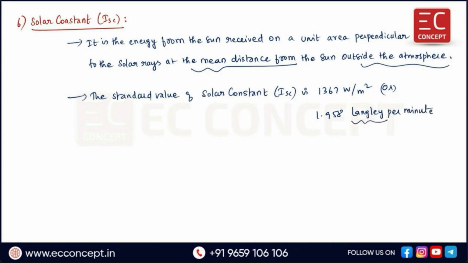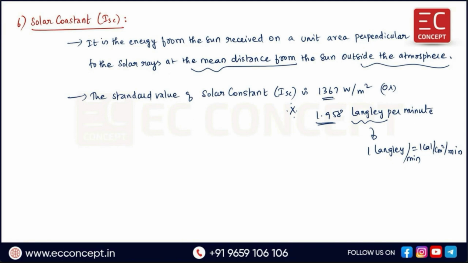Langley is the person who found this concept, the solar constant. So 1 langley per minute is equal to 1 calorie per centimeter square per minute. Maybe they will ask this in the data also, so all these are important values. We asked about this last time too. So this is the definition, and this is the general constant value.